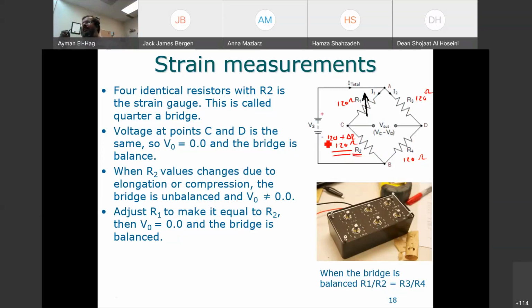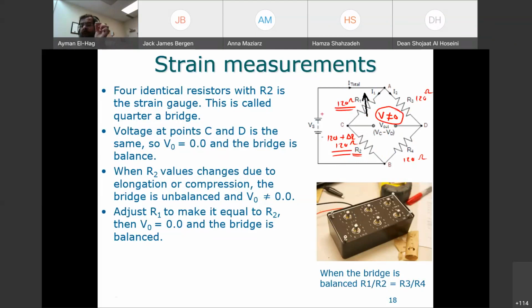I need to have a very precise ohm meter, and I don't want to do that. However, if I measure the voltage here and the voltage is not zero, then it means that the bridge is not balanced. So I will start to change this resistance R1 until I get V equal to 0. I will start playing with the values until I get a 0.